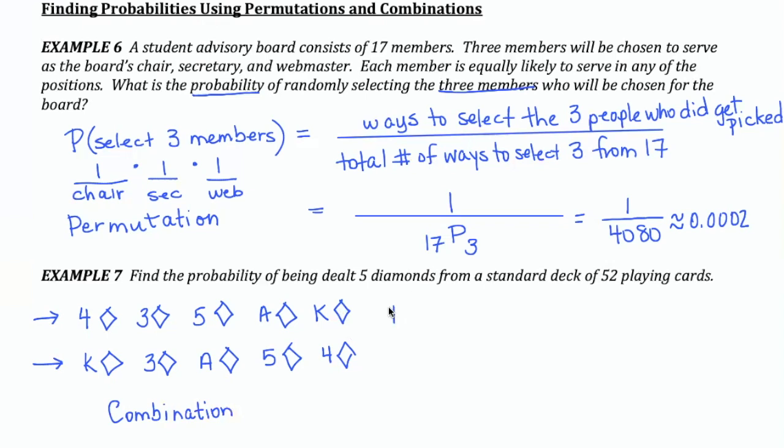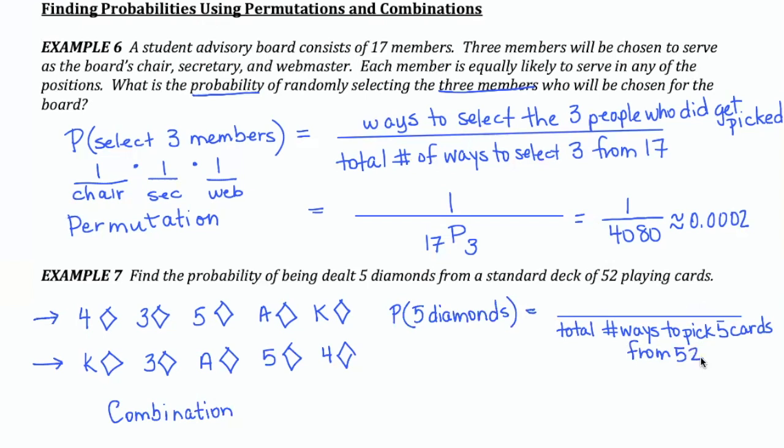So if I want to calculate the probability of selecting 5 cards that are diamonds, I need to know my denominator, which again always has to represent the total ways. So this is the total number of ways to pick 5 cards from 52. In the numerator, I want to know the number of ways to get 5 diamonds in particular. I divide those two, and that becomes my probability.